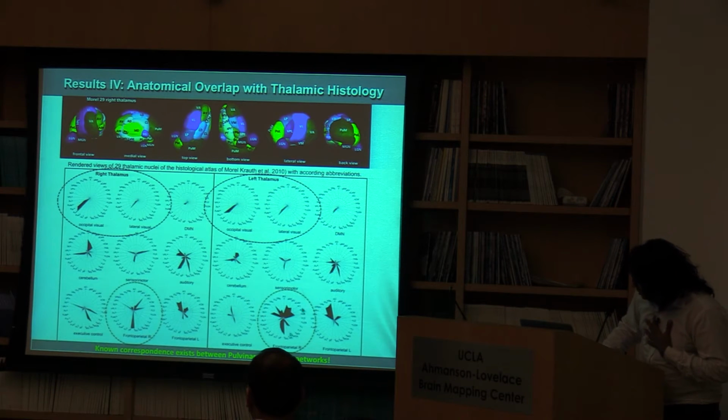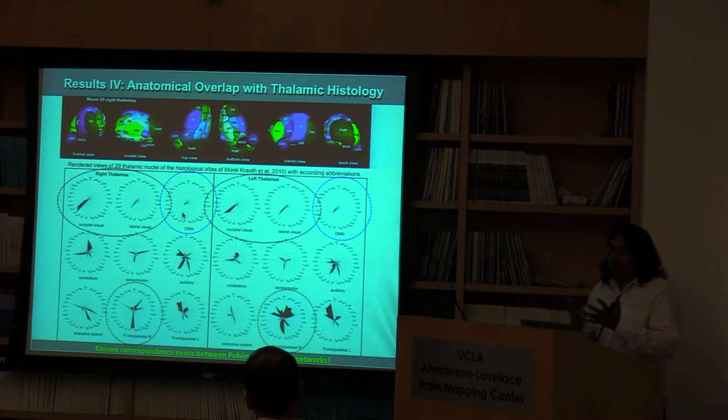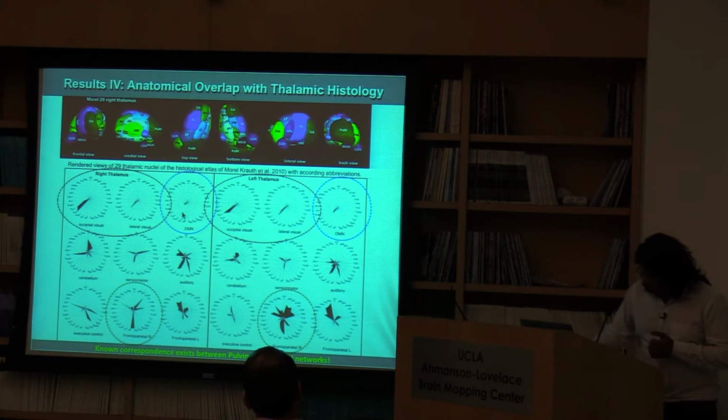And in contrast, you have the frontoparietal network that mainly employs intralaminar and midline nuclei. And the default mode network also communicates with the pulvinar nuclei, but it has much less overlap with other nuclei compared to frontoparietal, which suggests that maybe it's mainly cortico-cortical during the rest and doesn't need a lot of resources from the thalamus.